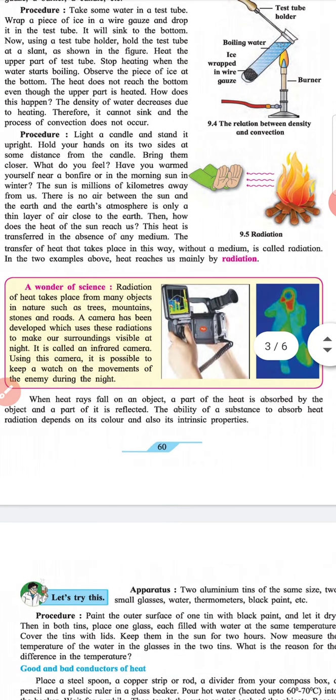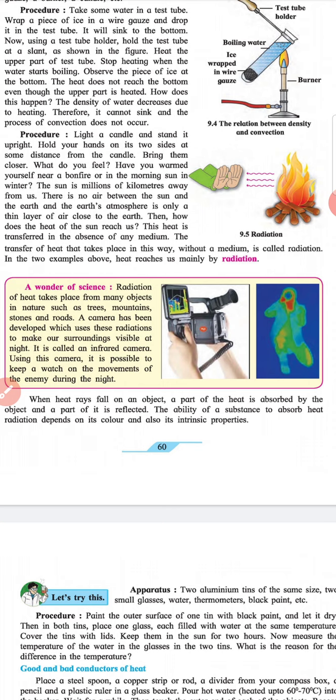Procedure. Light a candle and stand it upright. Hold your hands on its two sides at some distance from the candle. Bring them closer. What do you feel? Have you warmed yourself near a bonfire or in the morning sun in winter?